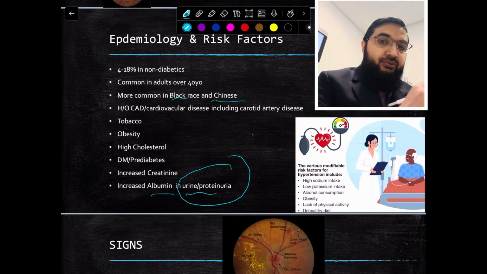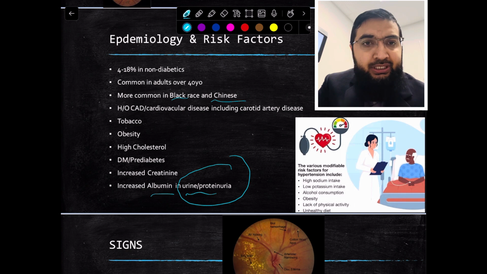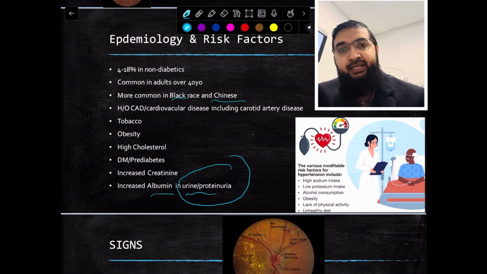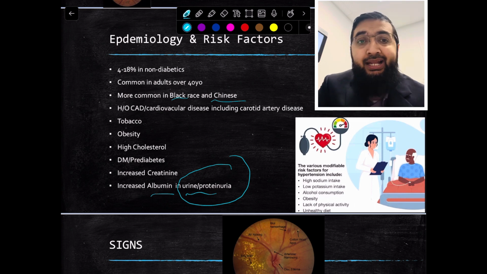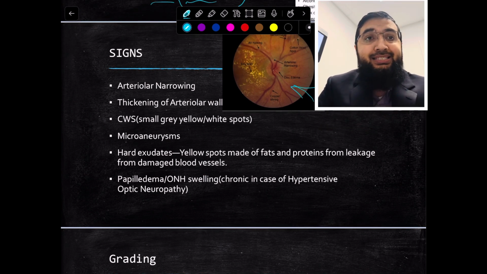Those are critical risk factors, and there are things that you can modify. You can modify your salt intake, you can stop alcohol consumption, you can improve your potassium intake, and focus on your diet, activity, and obesity. Things can get better. And what are the signs of it?